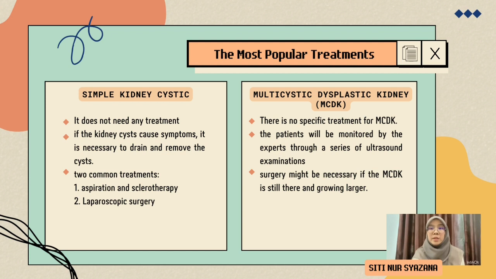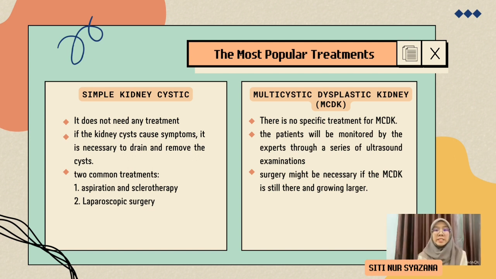Next is non-genetic. First is simple kidney cyst. It does not need any treatment since it is harmless and does not cause any symptoms. However, if there are symptoms affecting how the kidney works, especially if it prevents blood or urine from passing through the kidney, it is necessary to drain and remove the cyst. There are two common treatments used to treat simple kidney cysts. First is aspiration and sclerotherapy. The second treatment is surgery.